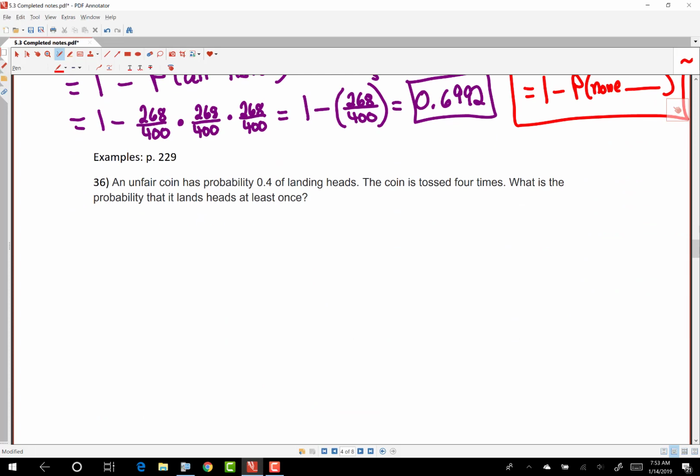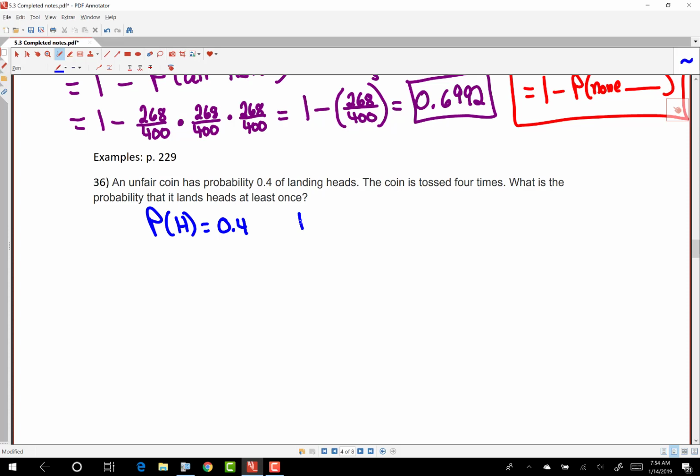Okay. Let's look at some examples from the book. So on page 299, we're going to start with number 36. So it says an unfair coin has a probability of 0.4 of landing heads. So the probability of heads is equal to 0.4. That's why it's an unfair coin, because it should be 0.5. The coin is tossed 4 times. What is the probability that it lands heads at least once?